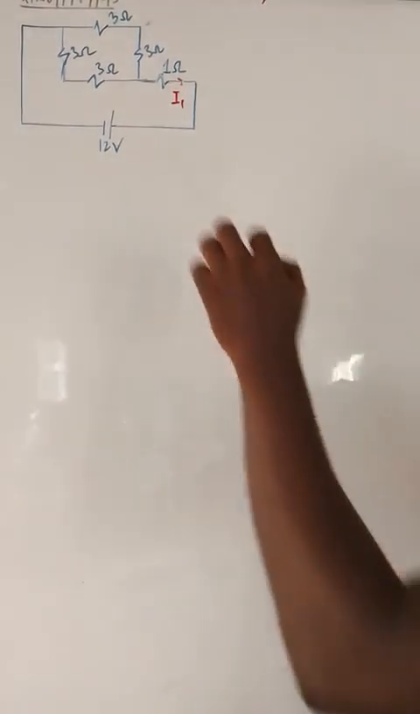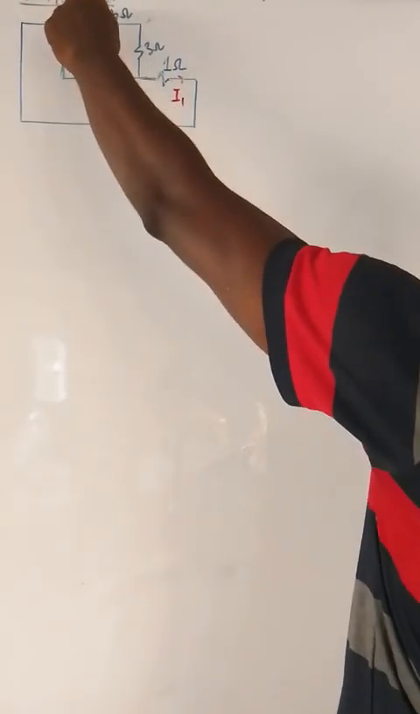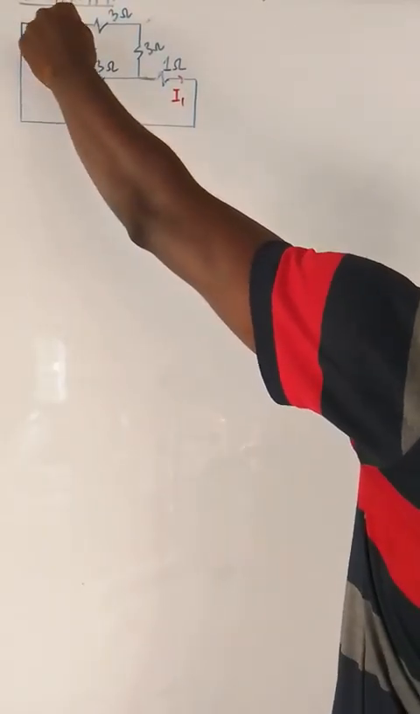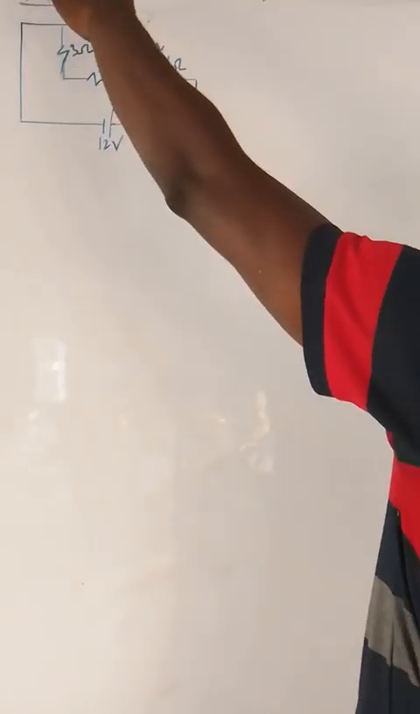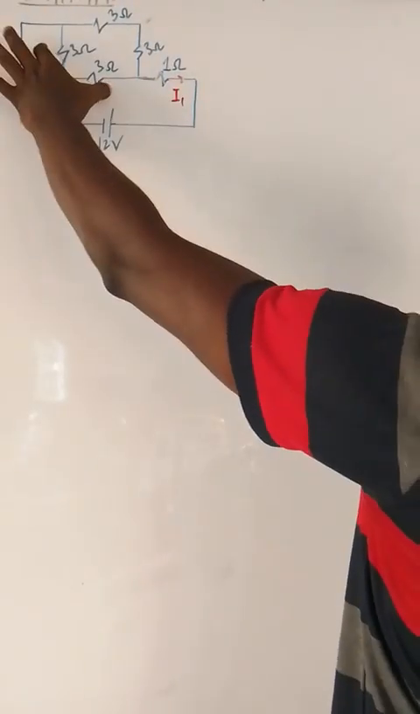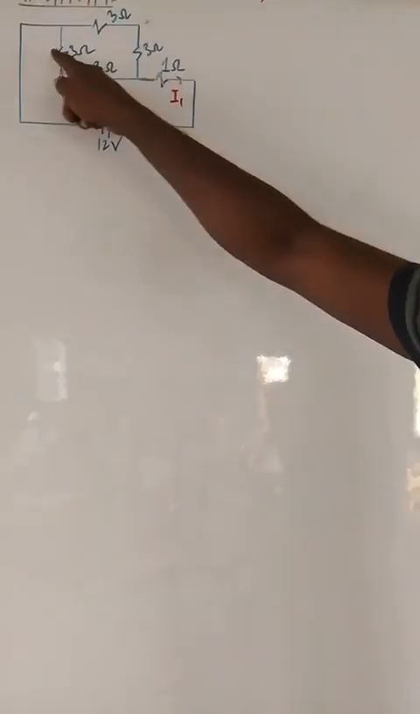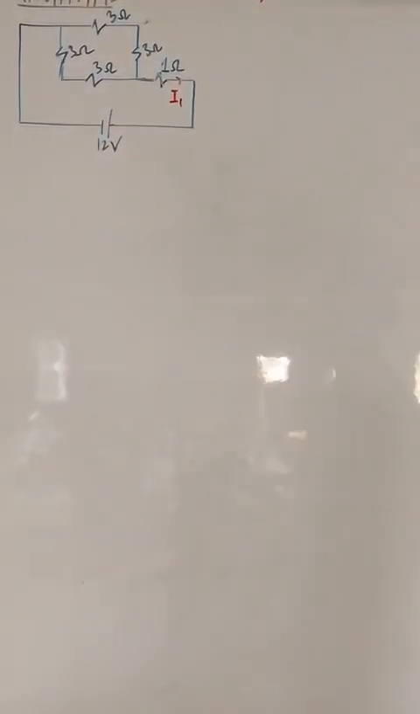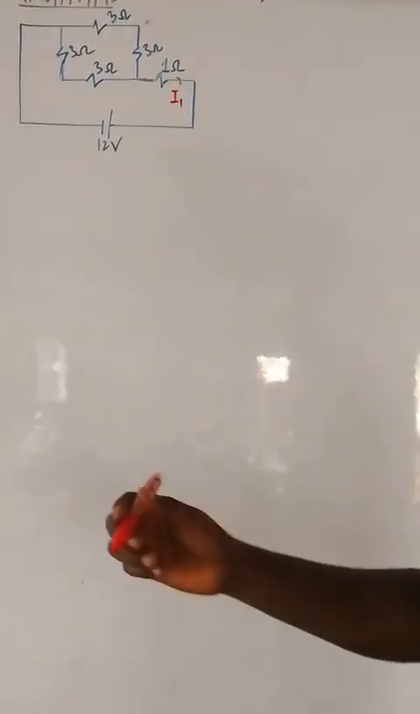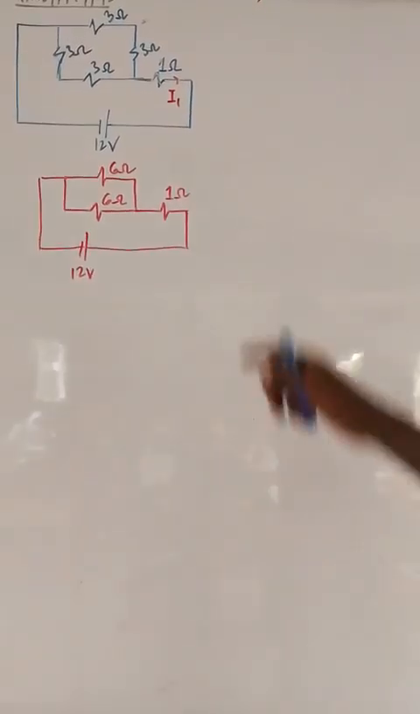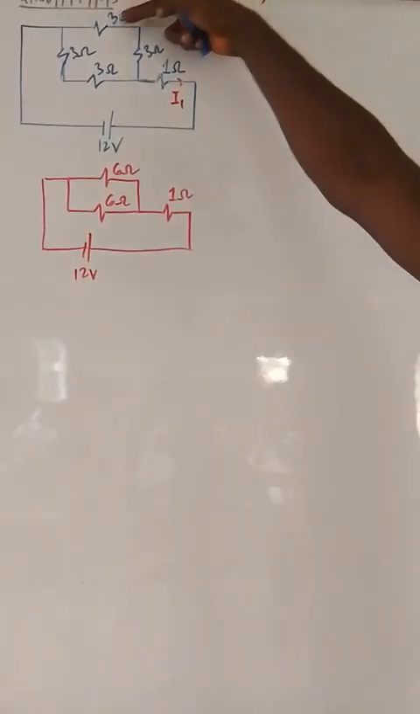Now look at this. These 3 and these 3, they are in series, because any current that comes here is all passed through this one. So these 2 are in series. These 2 are also in series. So if you combine this and this in series, it turns to what? 6 ohms. This also 6 ohms. So this circuit can be redrawn this way. So now 6, 6.